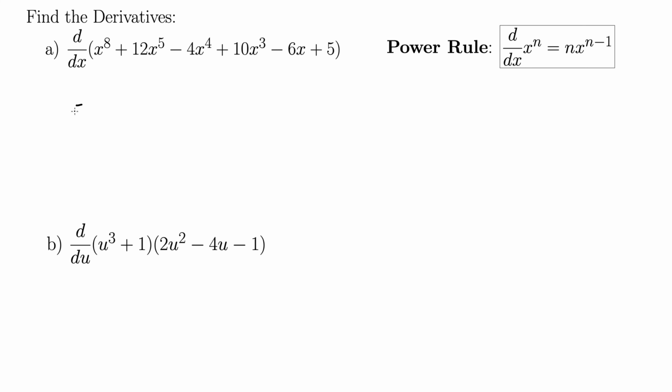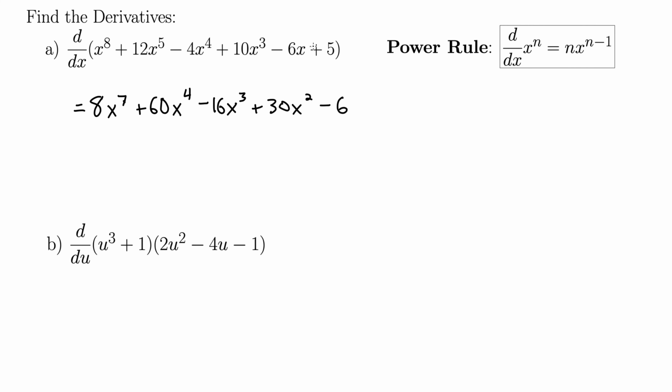So the power rule gives us x to the 8 becomes 8x to the 7th, right? For 12x to the 5th, that 5 comes down, multiplies with the 12 to give us plus 60. X to the 5 minus 1 is 4, right? Minus, now the 4 comes down to combine with that 4 that's already there, so minus 16. X to the 4 minus 1 is 3. 3 comes down, combines with the 10, plus 30. X to the 3 minus 1 is 2. Minus 6. Okay, minus 6.